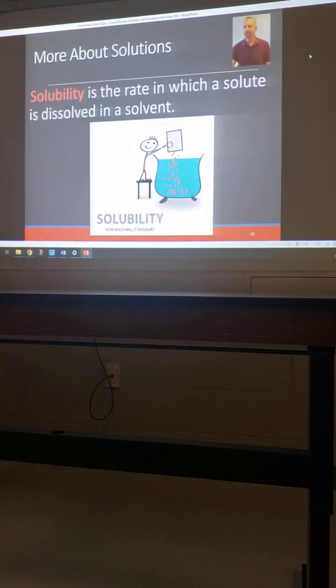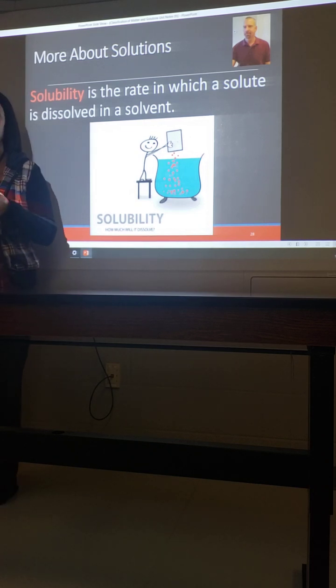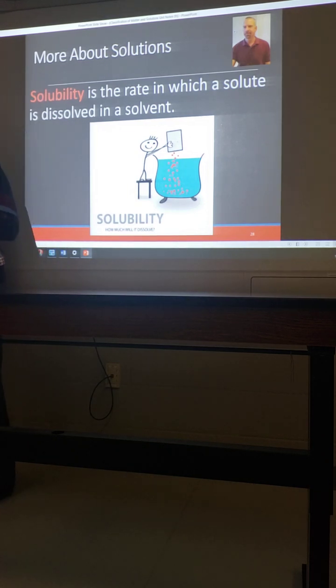All right. So with solutions, there's something called solubility. It's the rate at which a solute will dissolve in a solvent. Some things will dissolve a lot quicker than others. And there are some things that we can do that will increase solubility as well.